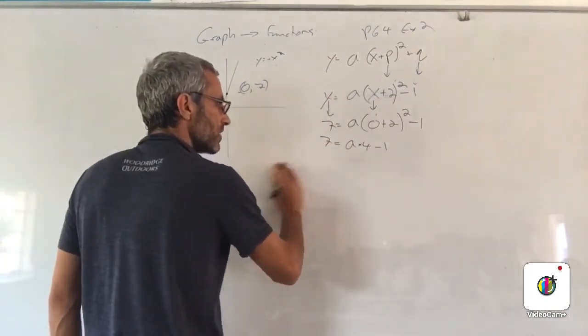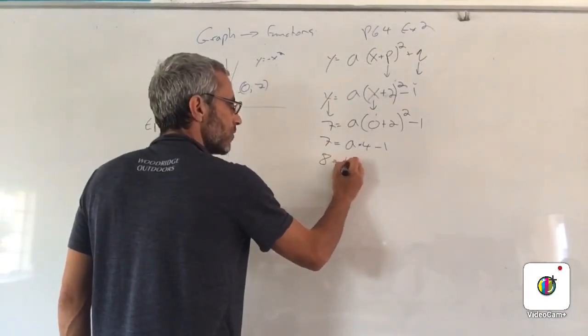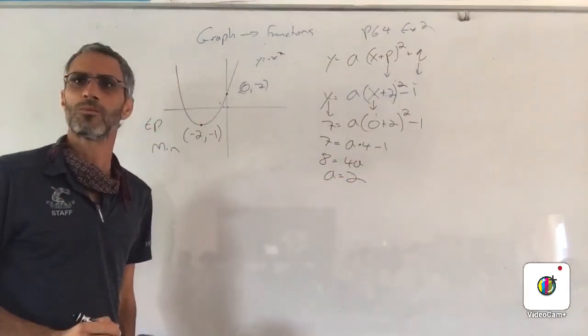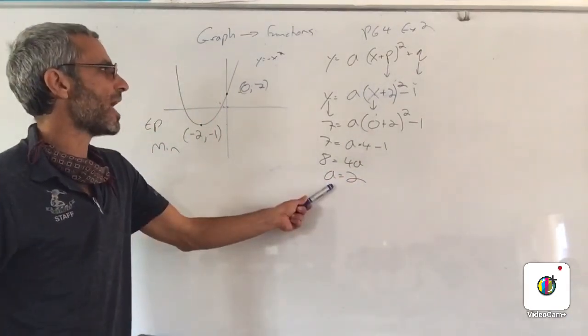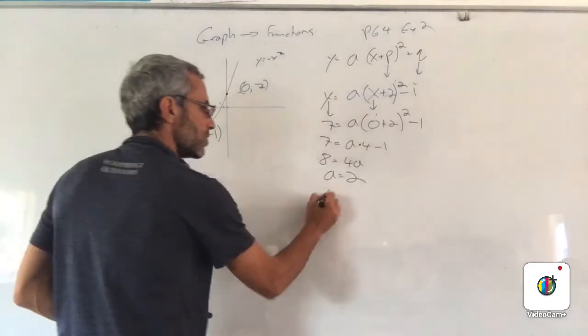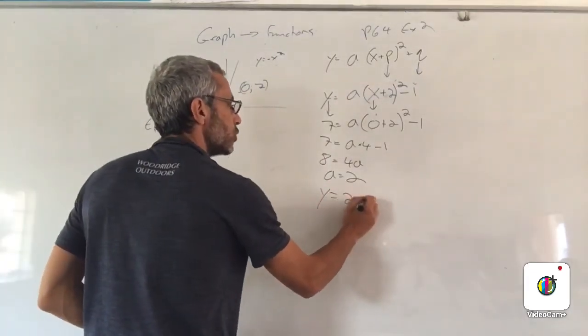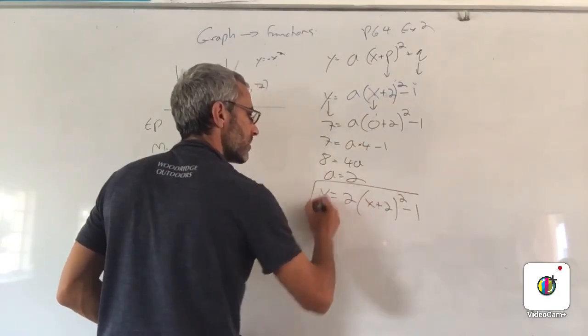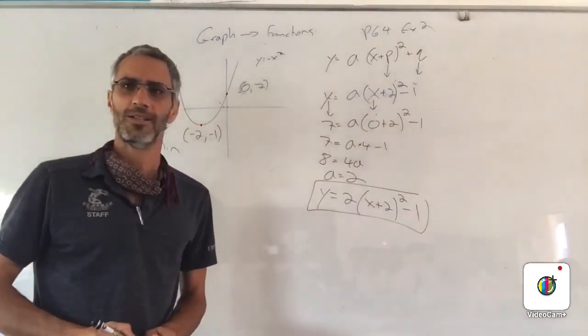Move the 1 to the other side. We've got 8 equals 4a. In other words, a equals 2. Now I know the a, I can put it back in here and I know what the formula is. It's y = 2(x + 2)² - 1. That's my final answer. I hope you're happy with that.